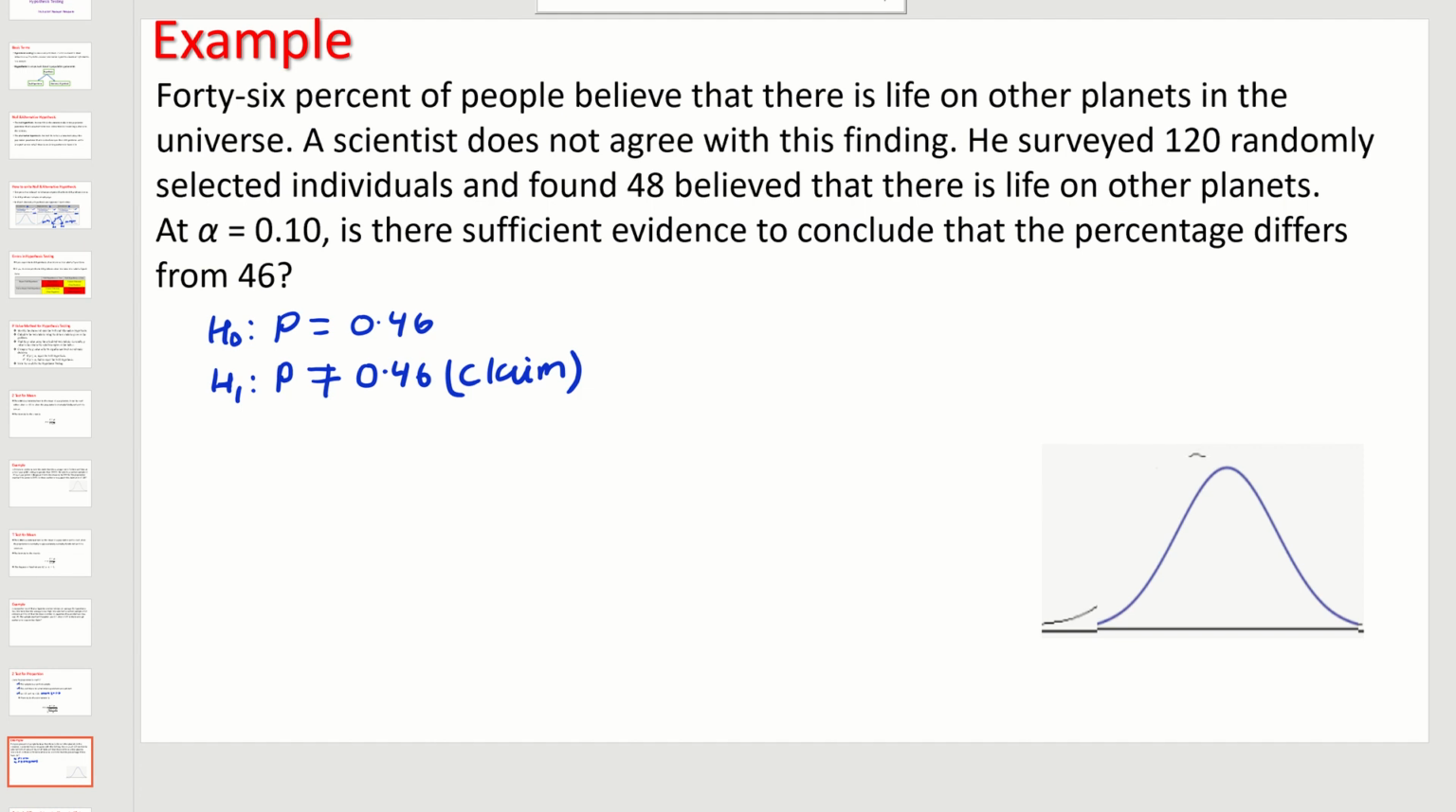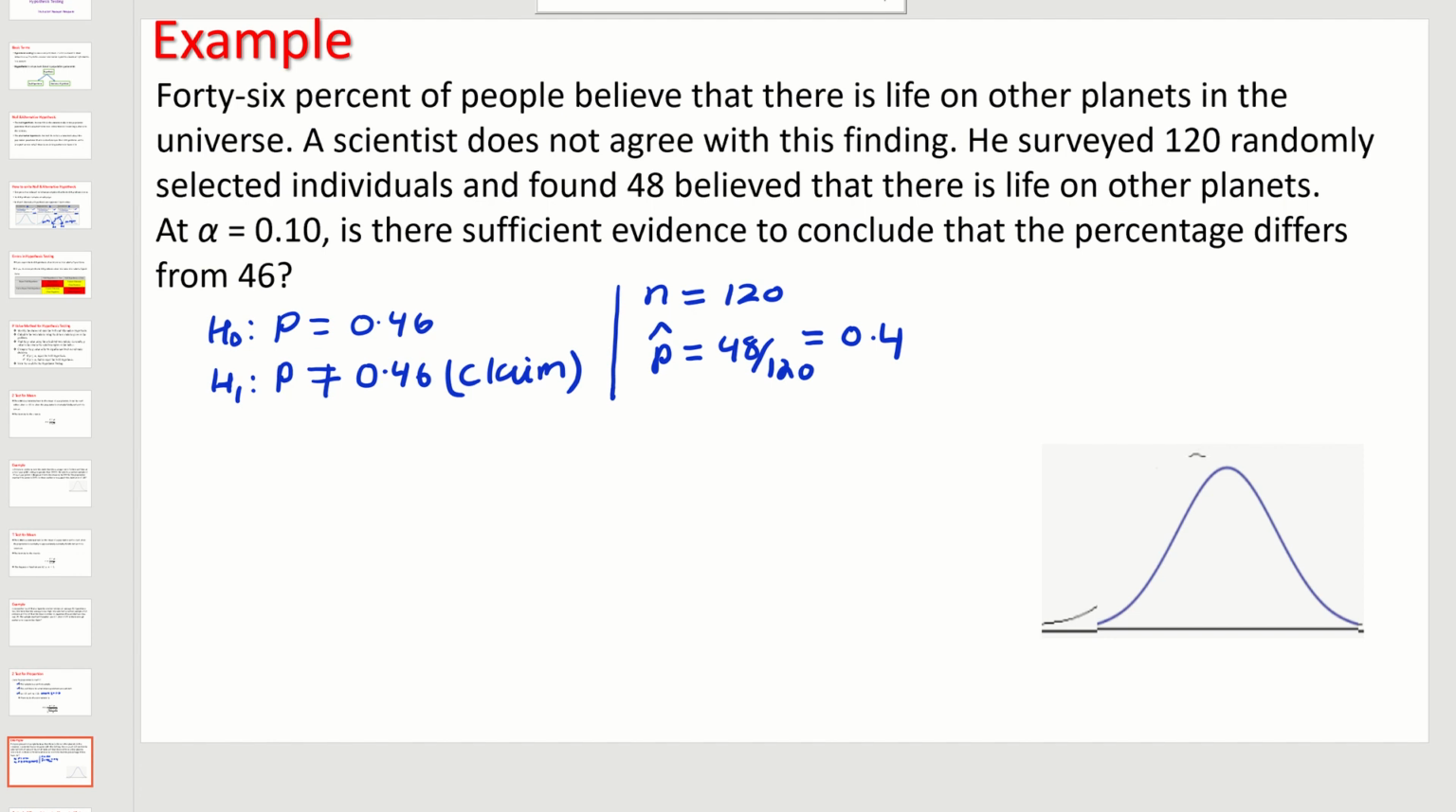Okay, now there are a few things that are given here. In order to test this claim, the sample taken is 120, and what the scientist found is the proportion, and found that 48 believe there is life on other planets. So the proportion will be 48 out of 120. And if you use the calculator, you'll see that this is equal to 0.4. So the proportion of the people who believe that there is life on other planets is 0.4. That is from the sample.